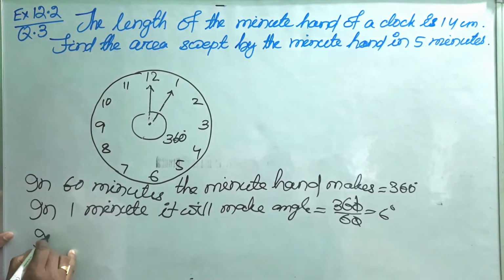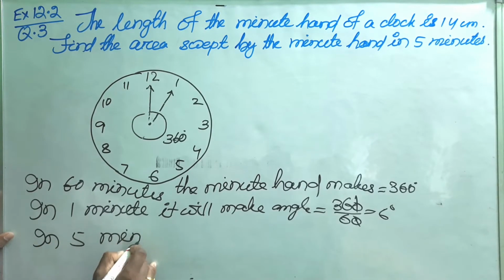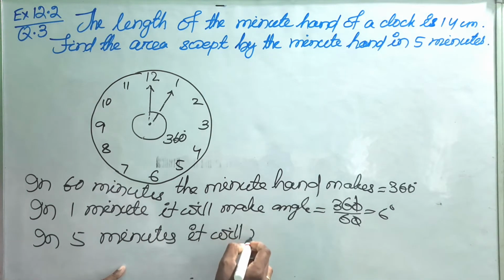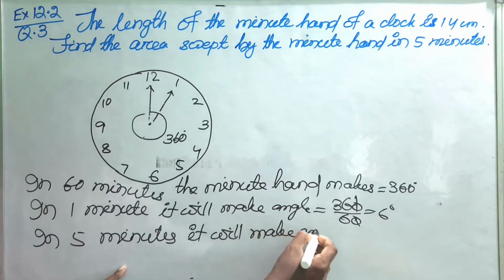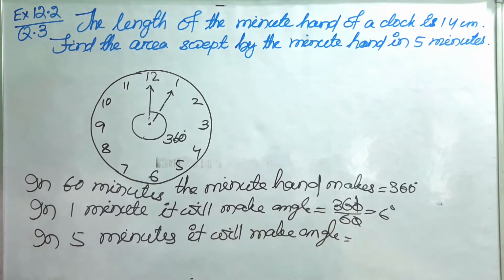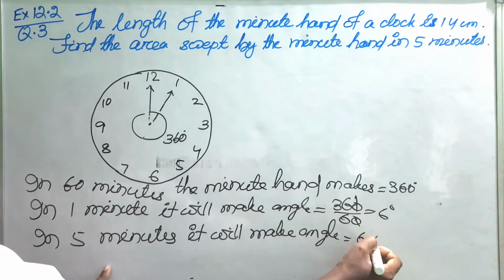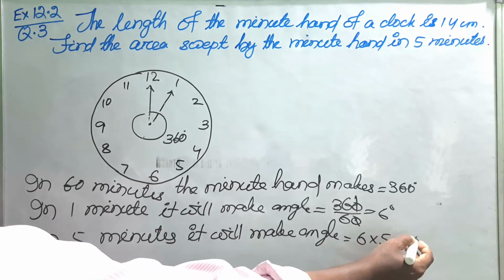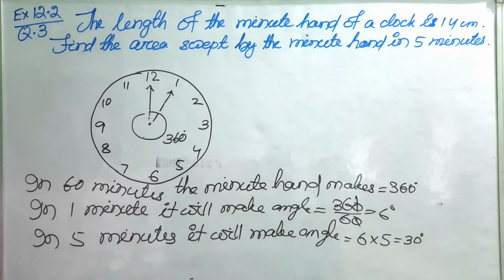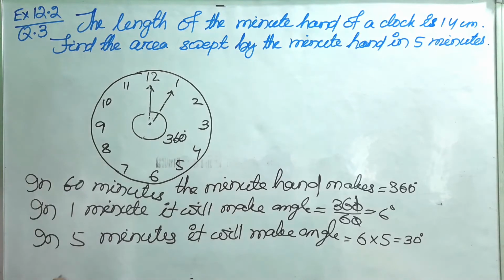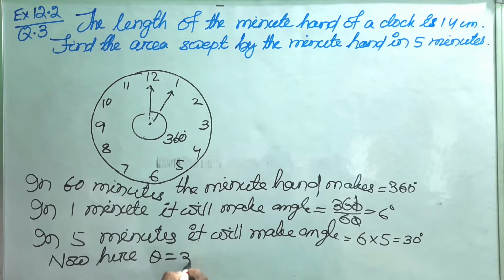So in 5 minutes, the angle is 6 into 5, so it is 30 degree. So the angle made by this minute hand in 5 minutes is 30 degree. Now write down here, angle theta is 30 degree.